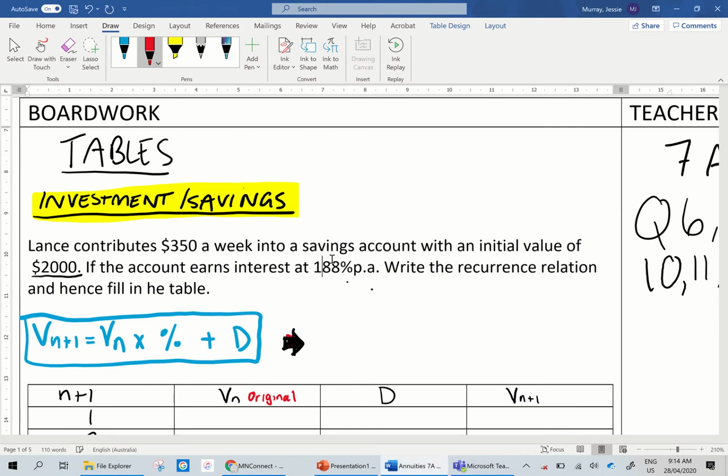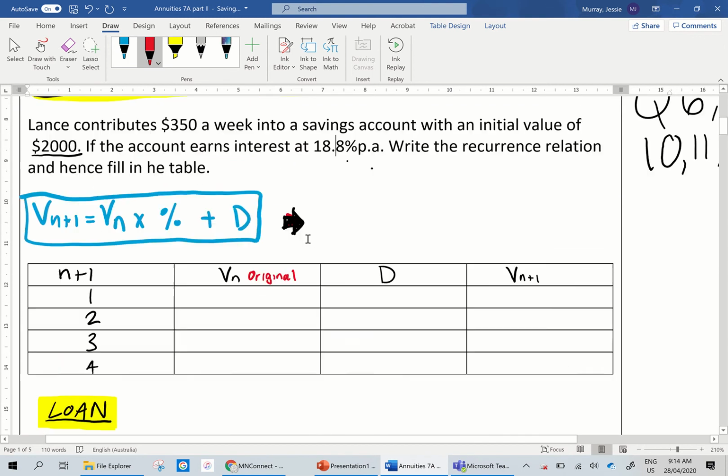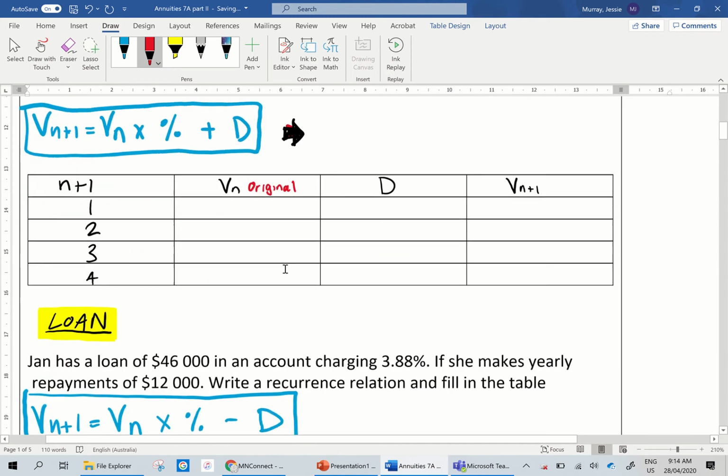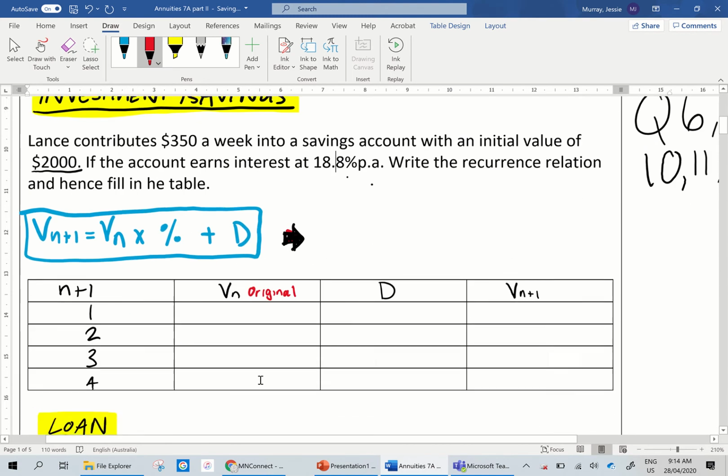Now I'm just going to change that. Sorry, that should be 18.8%. Okay, I have two table questions, one for a loan and one for your savings, because we looked at last lesson that there was two different formulas for each one of those. Okay, so let's look at this first question.